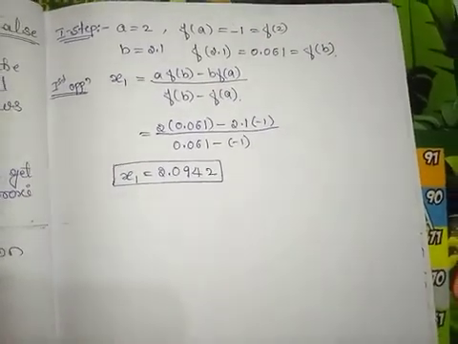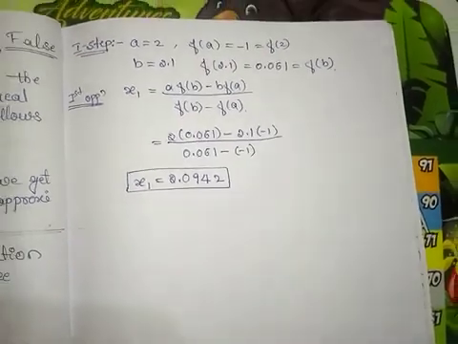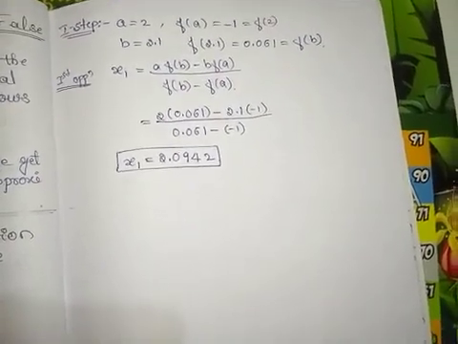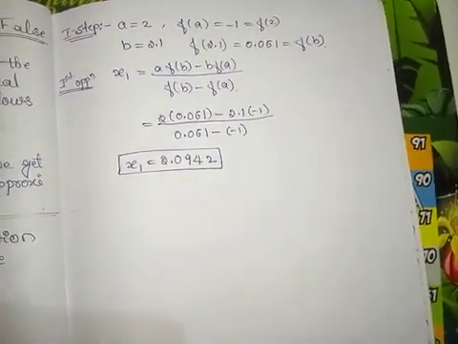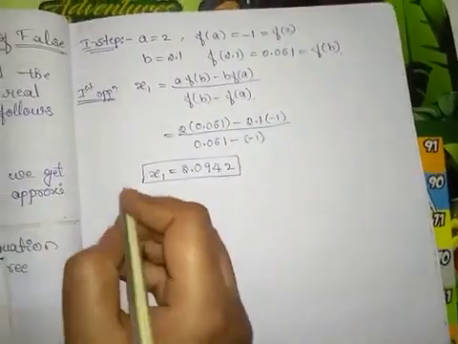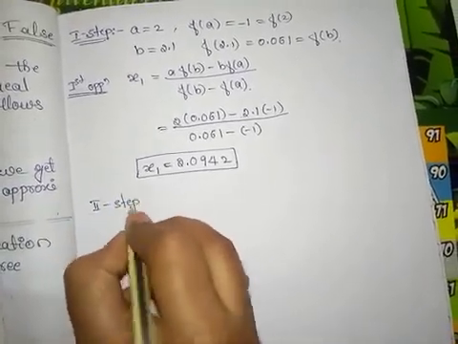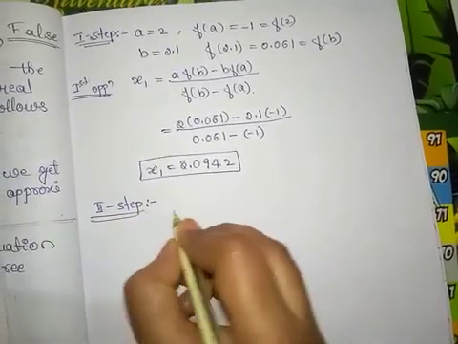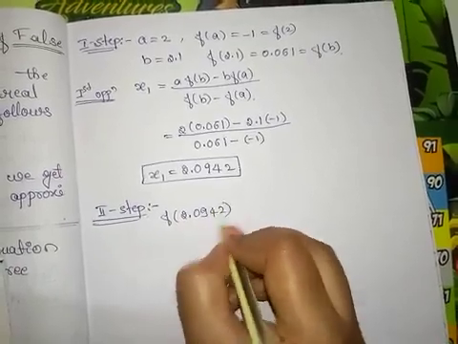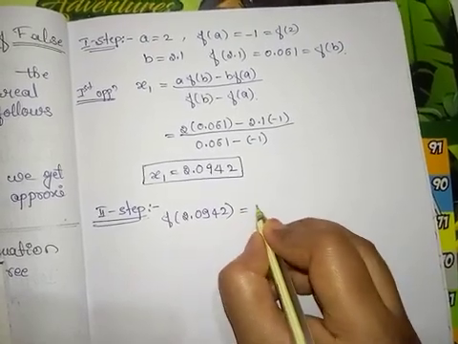Next we have to find x2 for the second approximation, because we have to continue this process to get the desired accuracy in two consecutive approximations. Before going to the second approximation, again we have to find the values of a and b, and now consider this x value. Second step: f of 2.0942. Now substitute the x value as 2.0942.